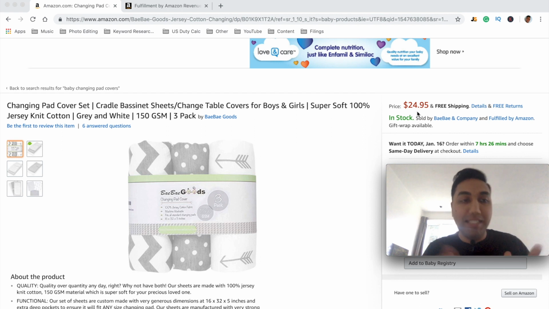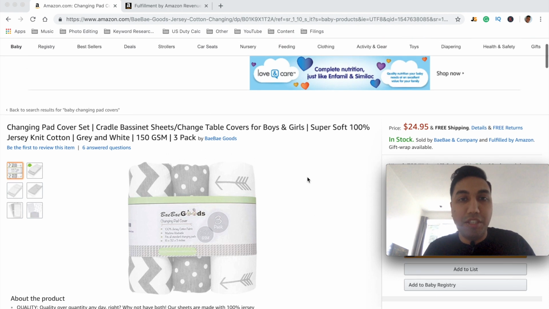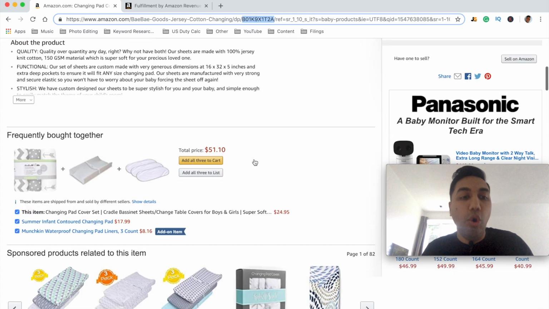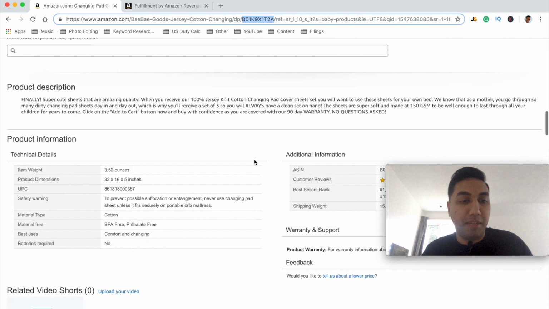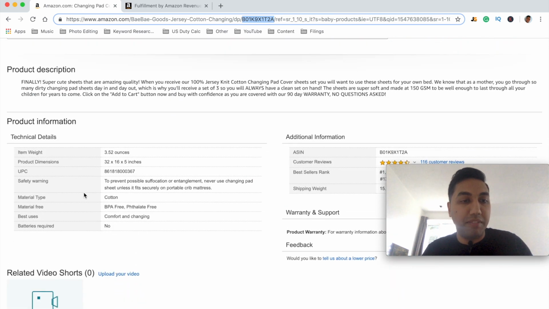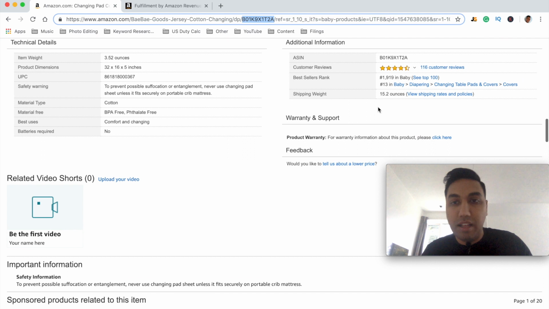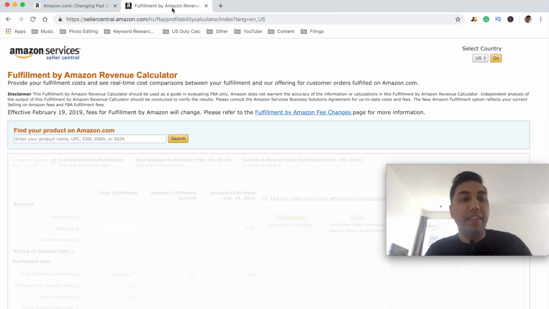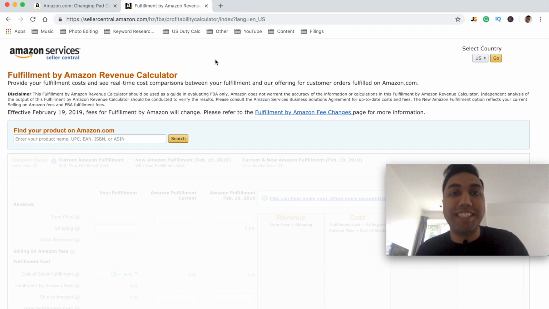So let's take this product over here. All we need to do is take the ASIN, which is over here at the top, which usually starts with a B, or you can get the ASIN number, as I've said previously, from the product information over here. Take that information, and then you go to the Amazon revenue calculator, which is exactly the same as the Amazon FBA calculator.